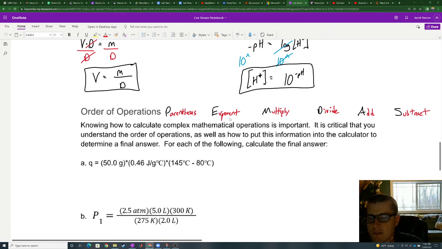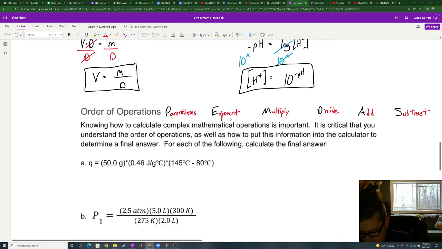So I've got something times something times something. Okay, well, I guess we're just multiplying. Everything's in parentheses, so I guess I just do everything. But if we look right here, we actually have a mathematical operation that's within the parentheses. Because we have 145 minus 80, that's within the parentheses, we actually need to do that first.